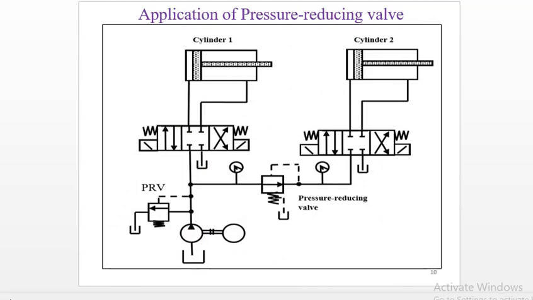So if you see the application of the pressure reducing valve, you can say there are two cylinders, cylinder 1 and cylinder 2. If cylinder 1 is operating on a high pressure and cylinder 2 operates on a low pressure, obviously cylinder 2 operates on low pressure. If the high pressure is supplied to that cylinder 2, obviously cylinder 2 will generate this pilot line and it will close this particular valve because it is normally open, and the pressure will be reduced, and due to that cylinder 2 or this system will be protected from the high pressure.